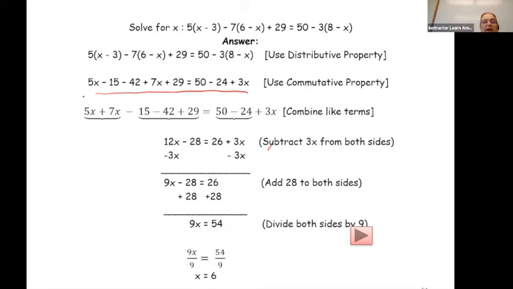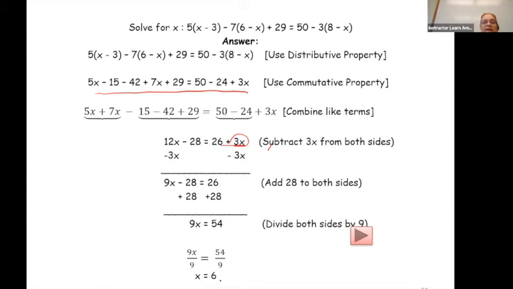We're going to combine the 5x and the 7x on this side of the equation to get 12x. Combine the constant terms to get minus 28. Combine the constant terms on the right side to get 26. And we have our variable here. We subtract the 3x from both sides. So we now have 9x minus 28 equals 26. Add 28 to both sides, which is 9x equals 54. And then dividing both sides by 9, we have x equals 6.